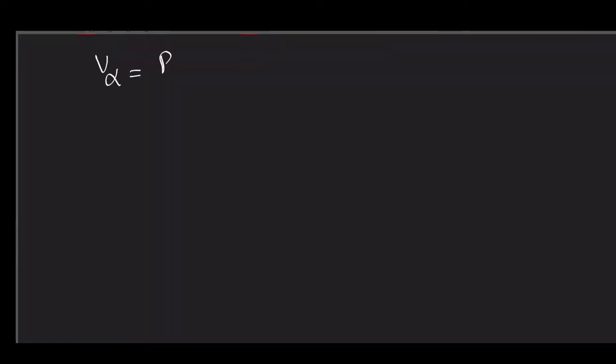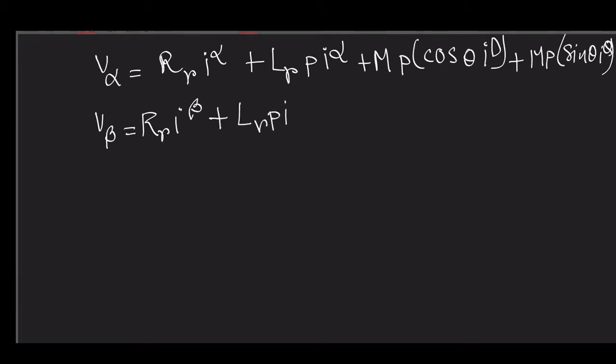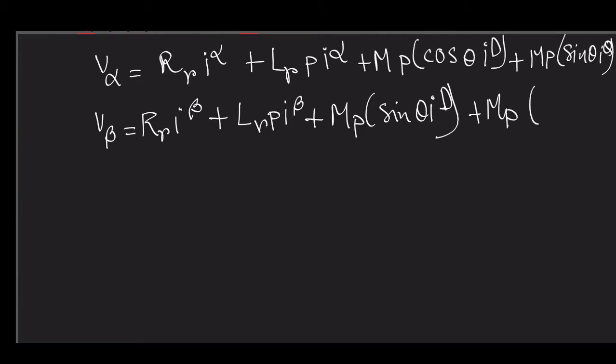V alpha is equal to RR I alpha plus LR P I alpha plus M P cos theta ID plus M P sin theta IQ, then V beta becomes RR I beta plus LR P I beta plus MP sin theta I D plus MP cos theta I Q.